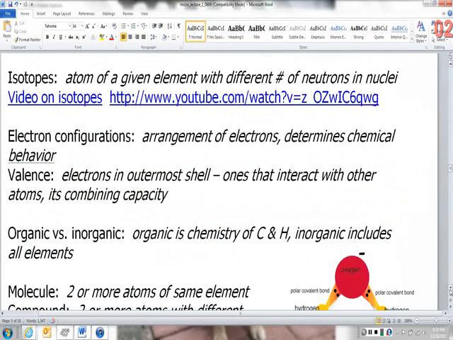There are two main branches of studying chemistry, inorganic and organic chemistry. Organic chemistry is the study of carbon and hydrogen. Inorganic chemistry studies all of the elements, including carbon and hydrogen, but they are not central to inorganic chemistry. The terms molecules and compounds are commonly used interchangeably, but do have distinct meanings in chemistry.